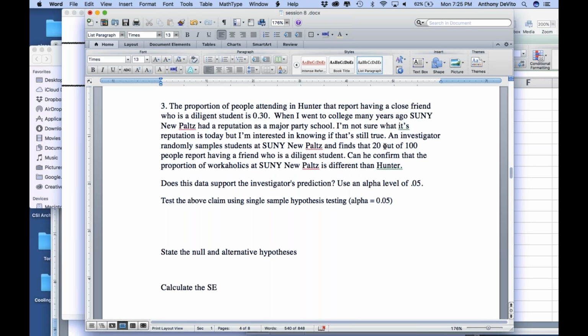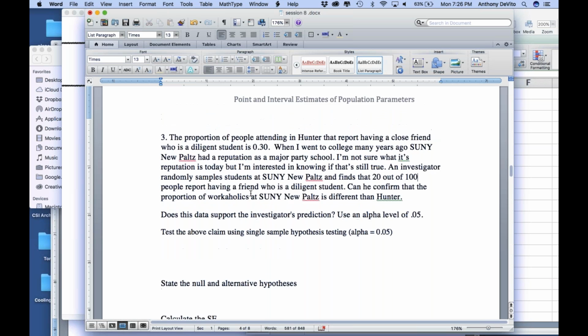Okay. An investigator randomly samples students at New Paltz and finds that 20 out of 100 people report having a friend who is a diligent student. So it's a different percentage than at Hunter. At Hunter, we know that this represents the population: 30% are diligent students. At New Paltz, a sample of 100 suggests that the proportion is 20%, right? Sample size is 100.